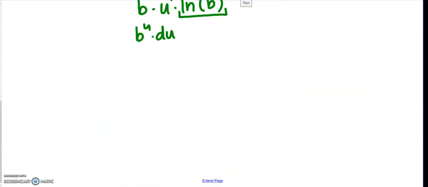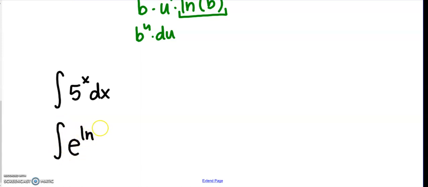I'm going to talk about this from the perspective of x's, because I feel like people are more comfortable with that: the integral of 5 to the x dx. And if I want to be creative in my math, this would be the same thing as e to the natural log of 5 to the x dx. Because e and natural log are inverses of each other, those would cancel out. We're back to where we started.